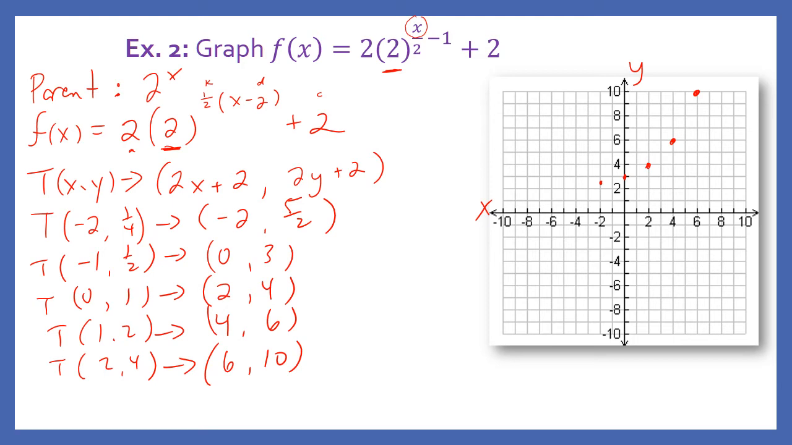So don't forget, the exponential graph more or less looks like this. And remember, it has a horizontal asymptote at 0. This has been shifted up 2, which means your horizontal asymptote is going to move up 2. And normally it's 0, now it's going to be at 2.